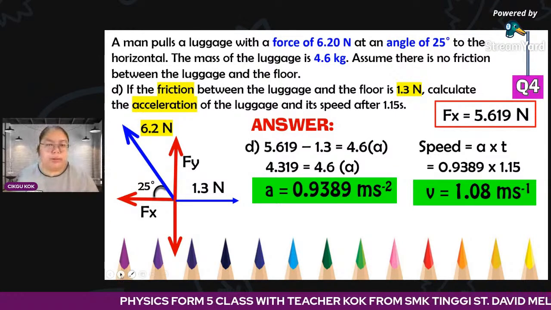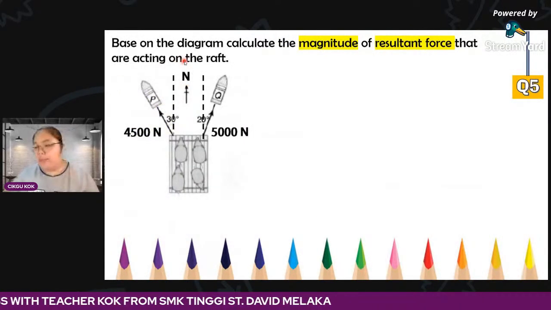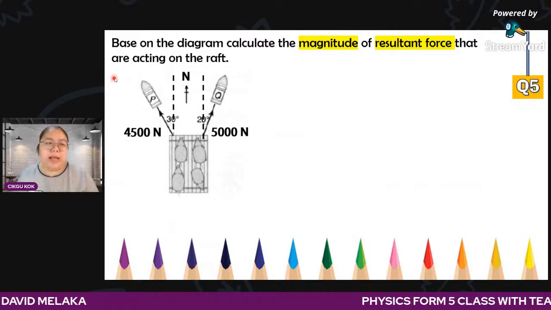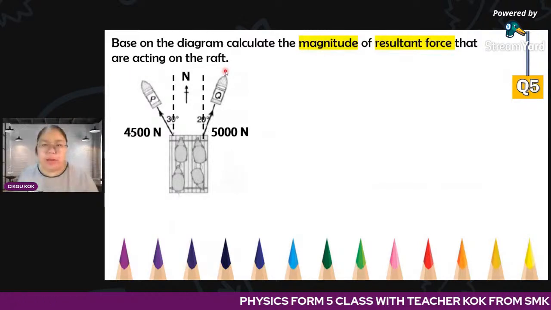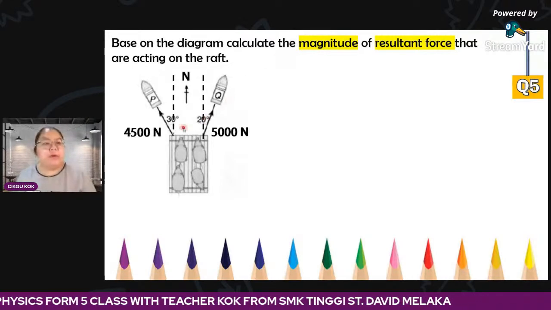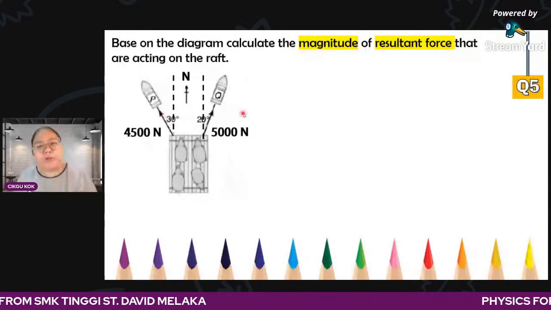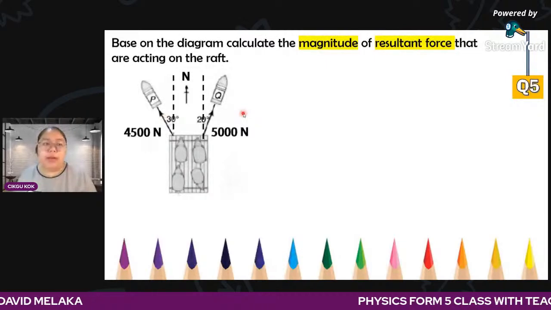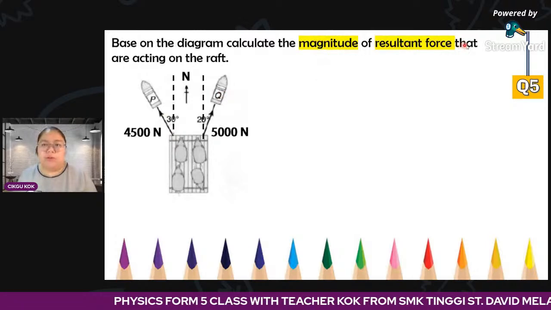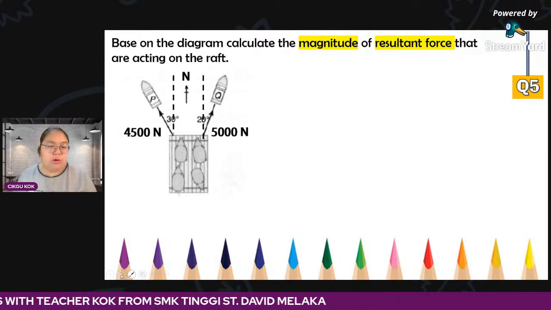Okay, then we go to the next question, number 5. Based on the diagram, we need to calculate the magnitude of the resultant force that acts on the raft. I want to know the value for the resultant force. So from here you can see the forces are inclined and with an angle. So I need to find out the resolution, for the magnitude of the resultant force. So from here we need to draw the line.